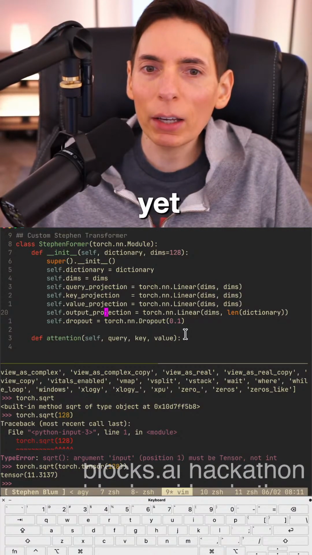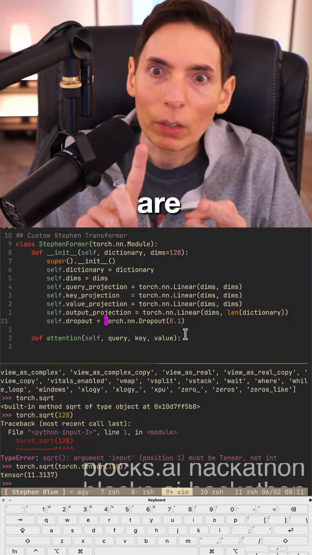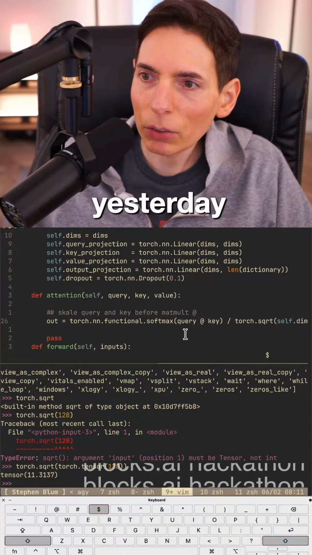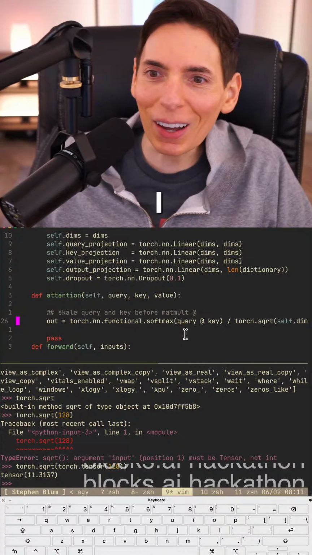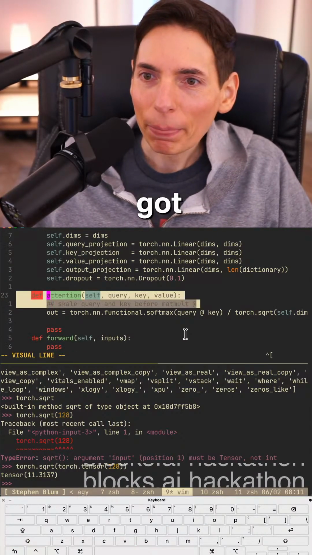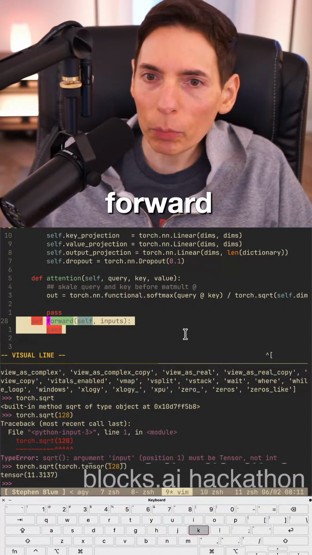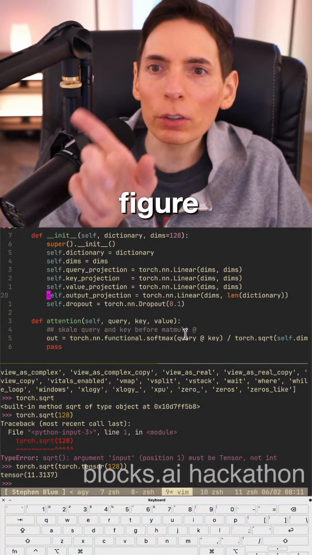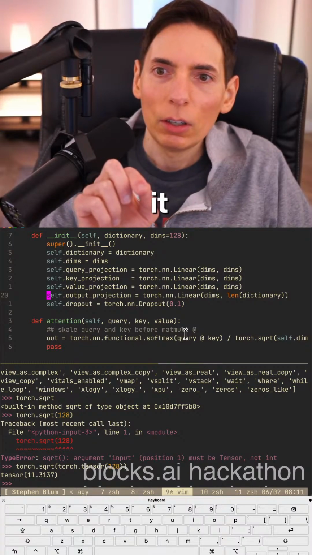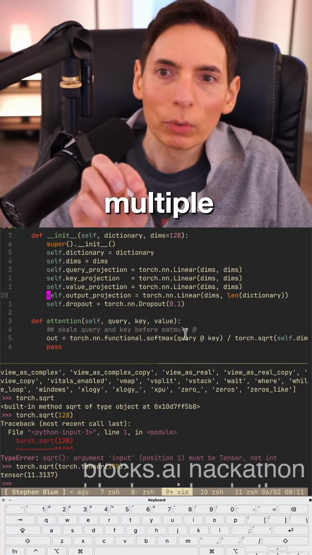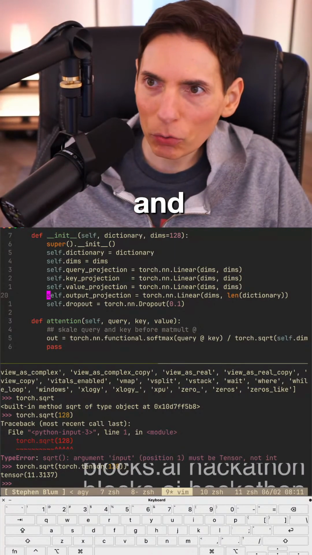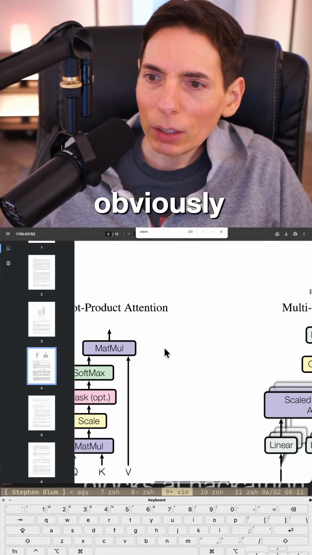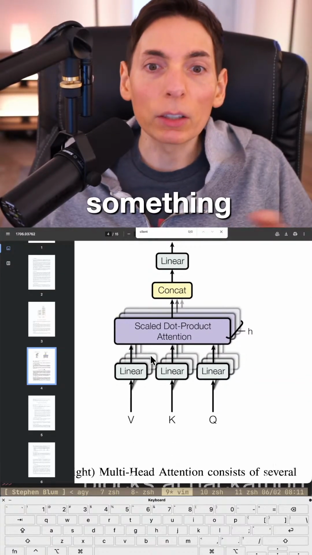Things we don't have yet are the attention. It looks like I actually got pretty far on this attention yesterday. I almost did. Okay, so we've got the attention that we need to do. We need to do the forward pass. And then I think we need to figure out a way to stack it, because you can stack multiple attention transformers. Obviously, we could do multi-heads, and that would be something else that we're missing.